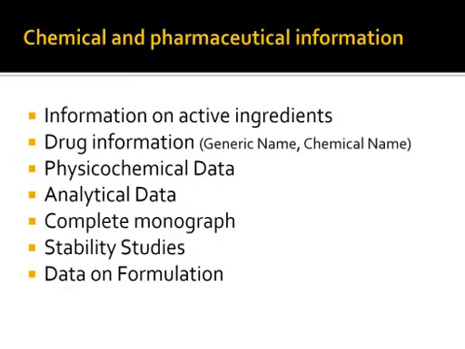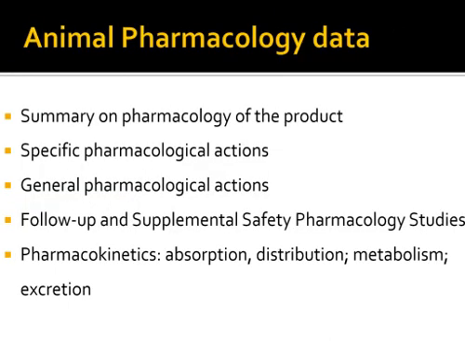Chemical and pharmaceutical information. Information on active ingredients is necessary. Then drug information. Drug information includes generic name, chemical names, physicochemical data, then analytical data, then the complete monograph, then stability studies, then date of formulation. Then animal pharmacology data.